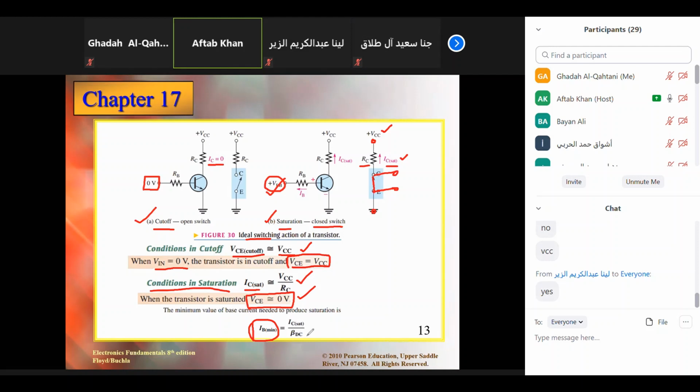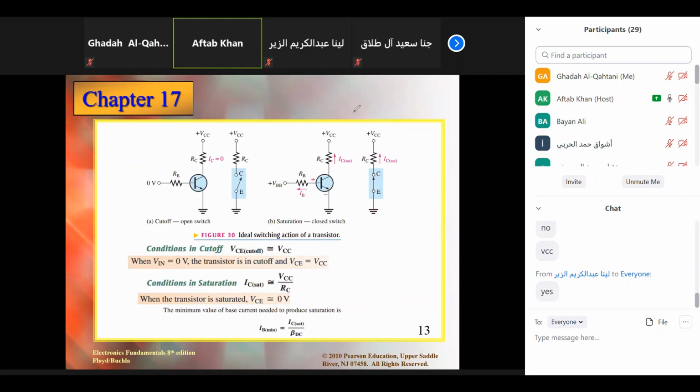We know this formula, beta DC is equal to IC saturated over IB. Because it is saturated, at that time the IB value will be the minimum, which is required to bring this transistor into saturation mode. So IB minimum will be calculated by IC saturated over beta DC. So the minimum value of the base current needed to produce saturation is IB minimum equal to IC over beta DC. These are the conditions.